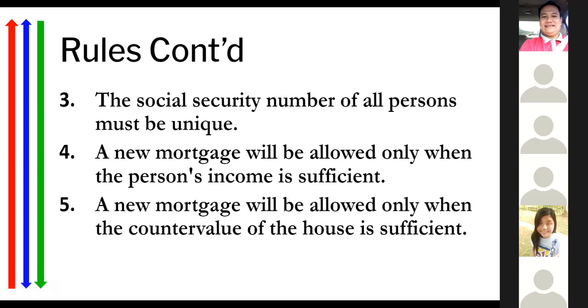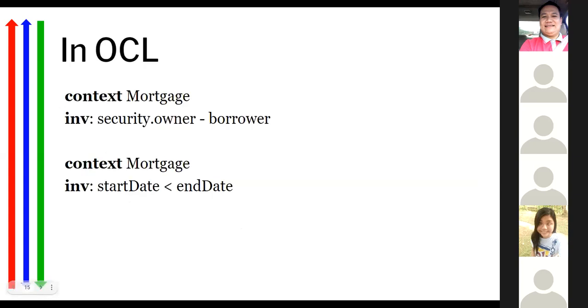Okay, so another rule is kailangan yung social security number of all persons must be unique. And another rule, a new mortgage will be allowed only when the person's income is sufficient. Di ba meron namang mga companies na kailangan muna ng parang proof of, what do you call this? Yung parang kung saan makikita yung income mo para bigyan ka nila ng mortgage. So, another is, a new mortgage will be allowed only when the counter value of the house is sufficient. So, next slide.